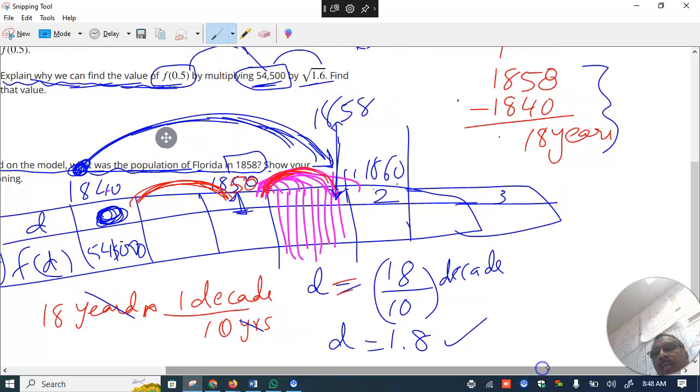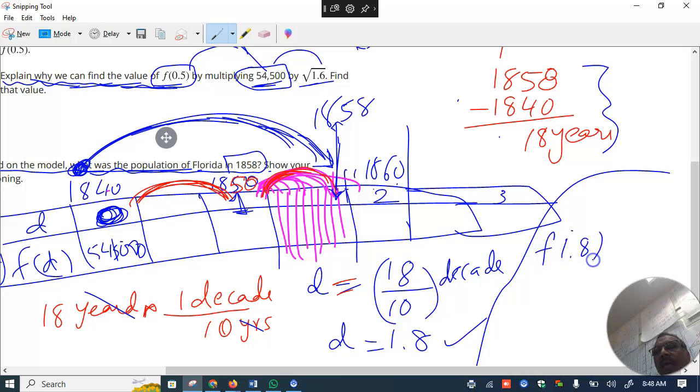So if I want to figure out actual population, all we do is f of 1.8 equals, so 54,500 was the original, and you multiply it by 1.6 raised to the power 1.8, and you get the answer. I think I have the answer with me, but you can check to confirm. You're going to get 127,000 in this.